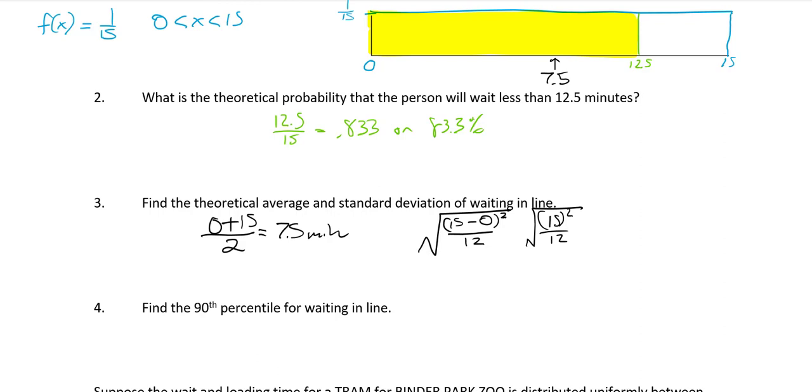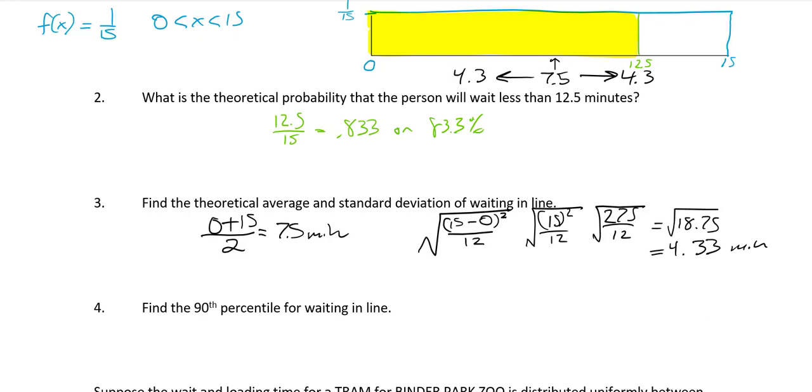Kind of working inside out here, 15 squared is 275, and we're going to divide that by 12 before we take the square root. So this is 18.75. Then we take the square root, which gives us 4.33 minutes. So the 7.5 is the average, give or take, because that's what the standard deviation is telling us, give or take 4.3 minutes for normally speaking.